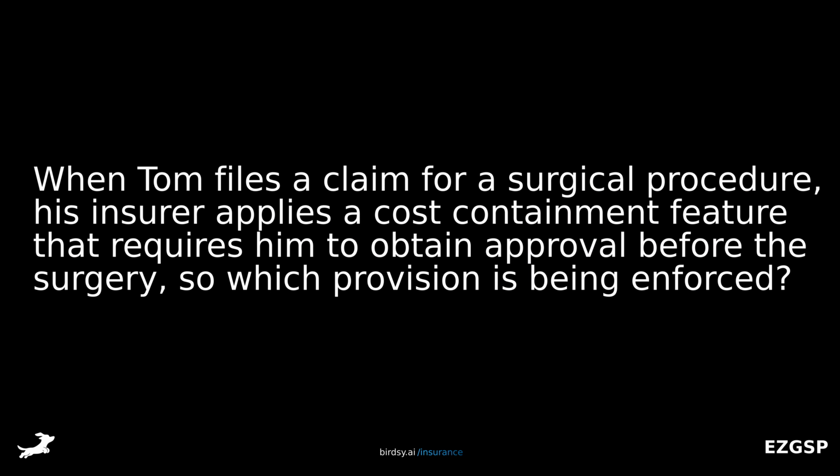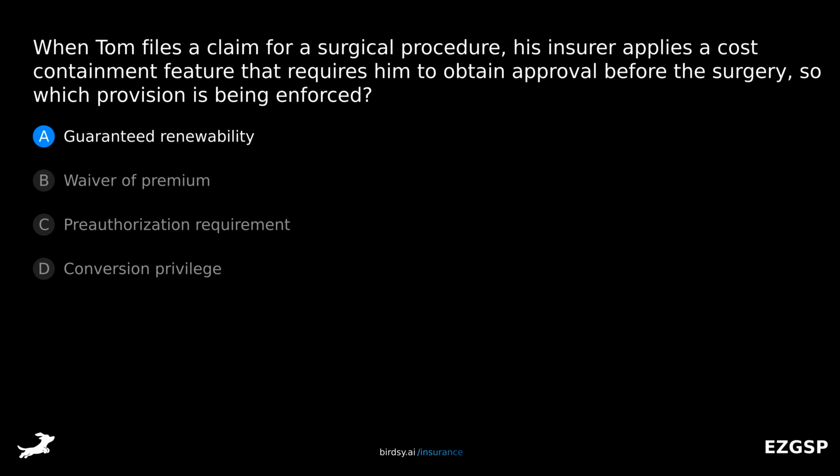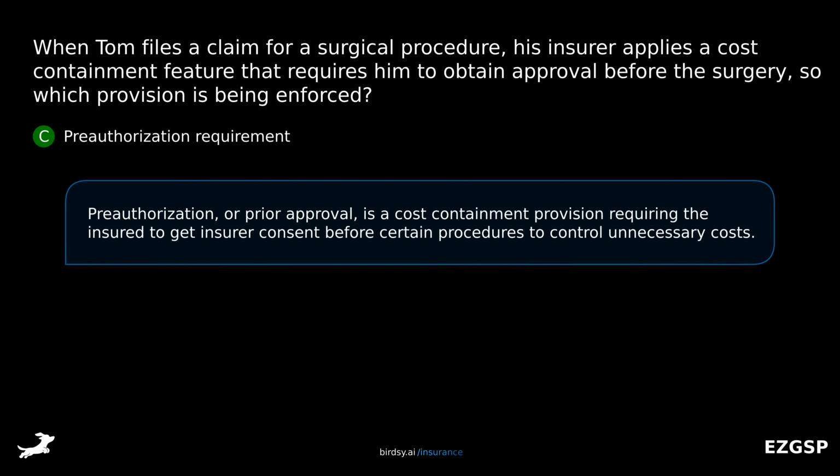When Tom files a claim for a surgical procedure, his insurer applies a cost containment feature that requires him to obtain approval before the surgery. So which provision is being enforced? Is it A, guaranteed renewability, B, waiver of premium, C, pre-authorization requirement, or D, conversion privilege? The correct answer is C, pre-authorization requirement. Pre-authorization, or prior approval, is a cost containment provision requiring the insured to get insurer consent before certain procedures to control unnecessary costs.